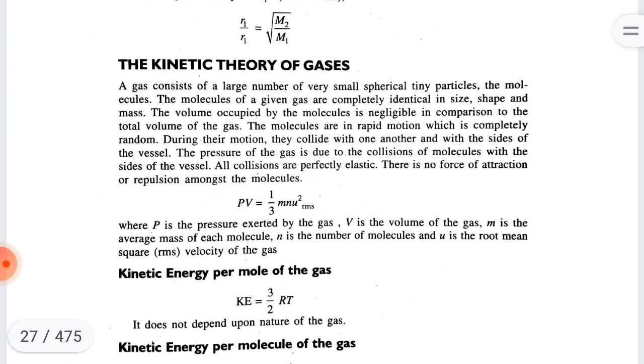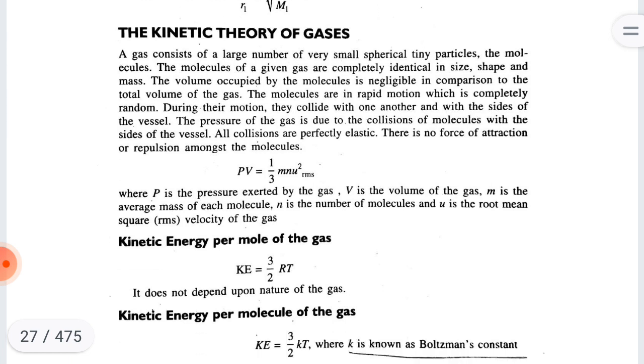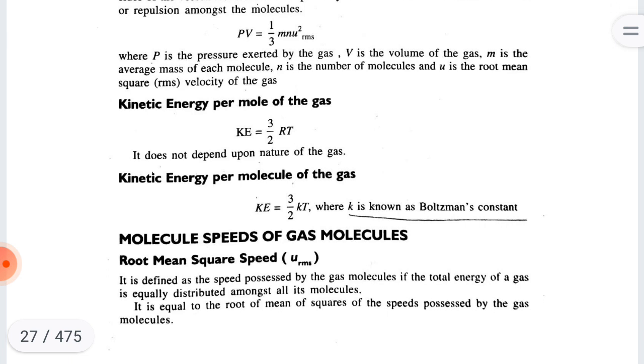The pressure of the gas is due to collision of molecules with the sides of the vessel. All collisions are perfectly elastic. There is no force of attraction or repulsion amongst the molecules. PV is equal to 1 upon 3 mnu square RMS, where P is the pressure exerted by the gas, V is the volume of the gas, m is the average mass of each molecule, n is the number of molecules, and u is the root mean square (RMS) velocity of the gas.